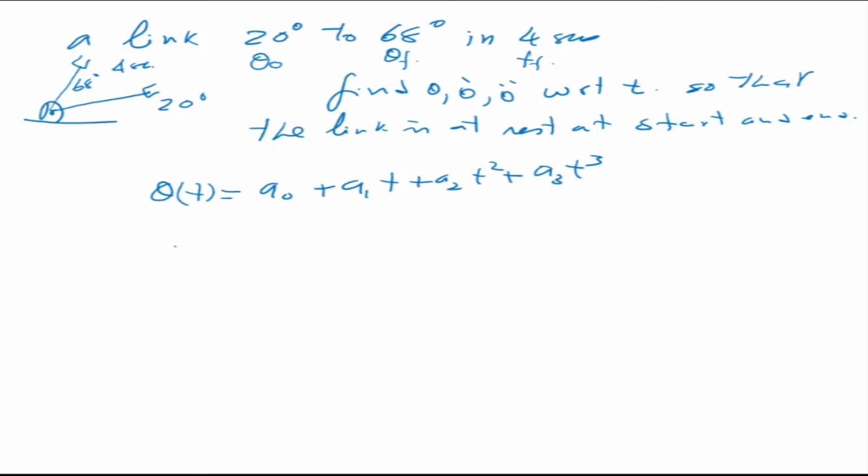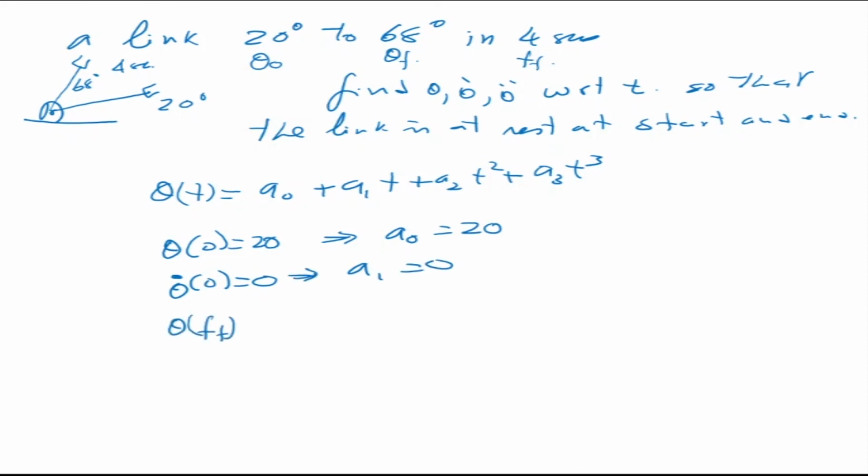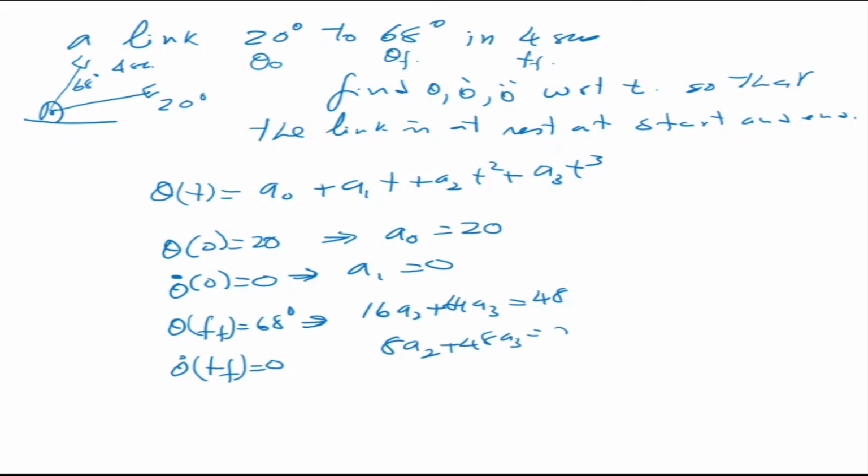I get theta naught is equal to 20. This gives me a0 is equal to 20. Theta dot at 0 is equal to 0 gives me a1 is equal to 0. And theta at tf is equal to 68 degrees. This gives one equation, 16a2 plus 64a3 is equal to 48. Theta dot at tf is equal to 0 gives the other equation, 8a2 plus 48a3 is equal to 0.